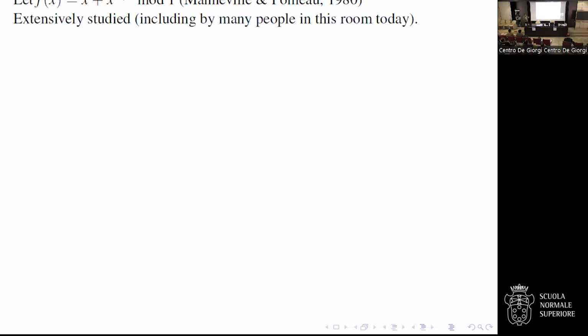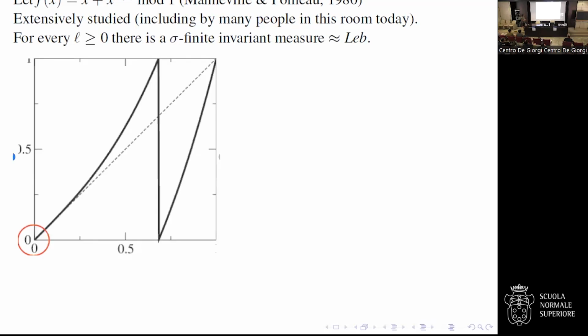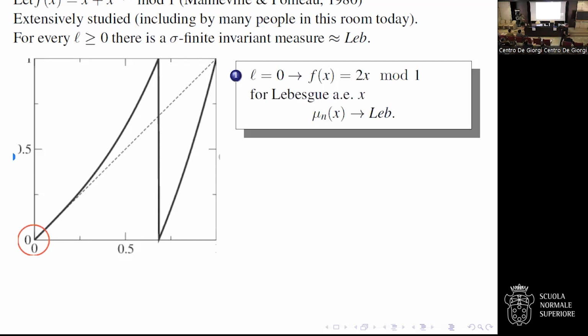This has been extensively studied, including by many people here in the room today. This is the map we're looking at: x plus x^(1+L). And it is a full branch interval map. It's got a neutral fixed point at 0, depending on the value of L. So when L equals 0, this is just x plus x, which is 2x mod 1.